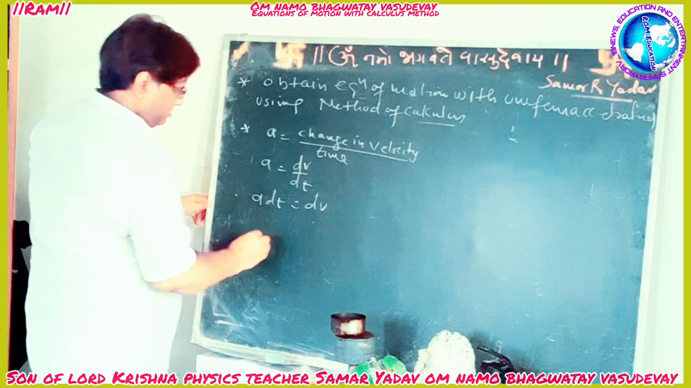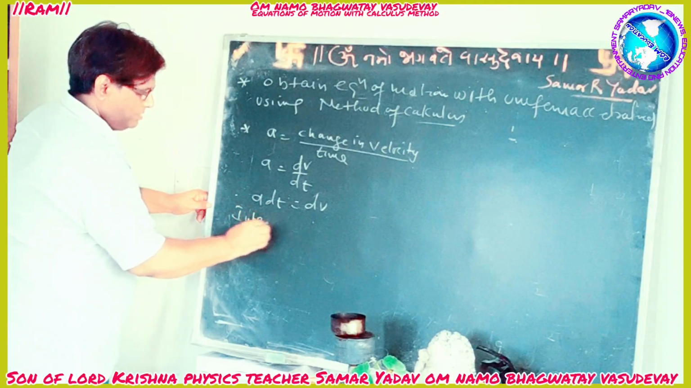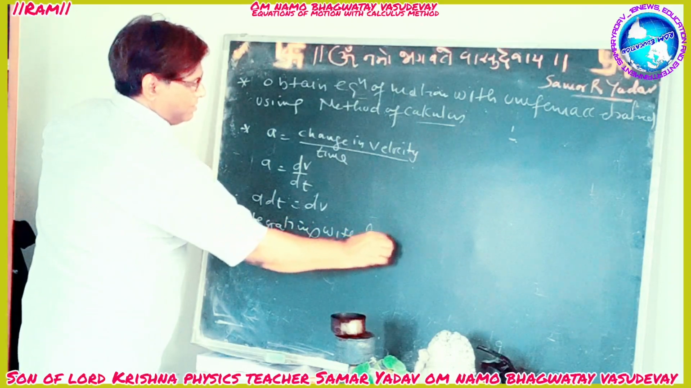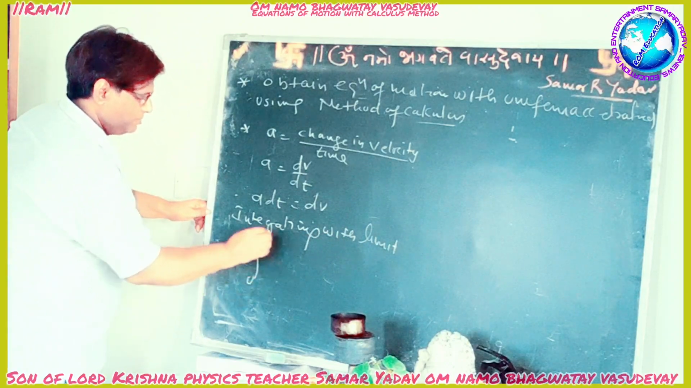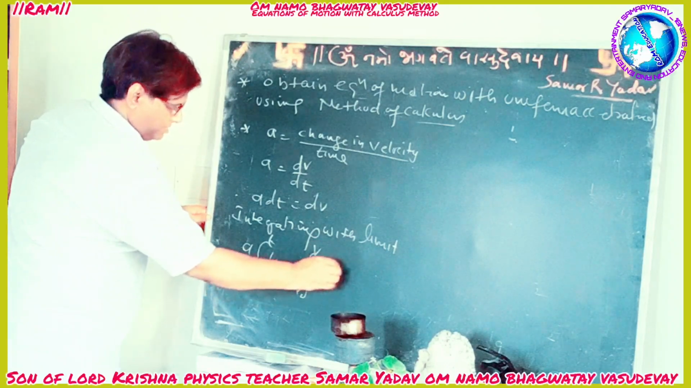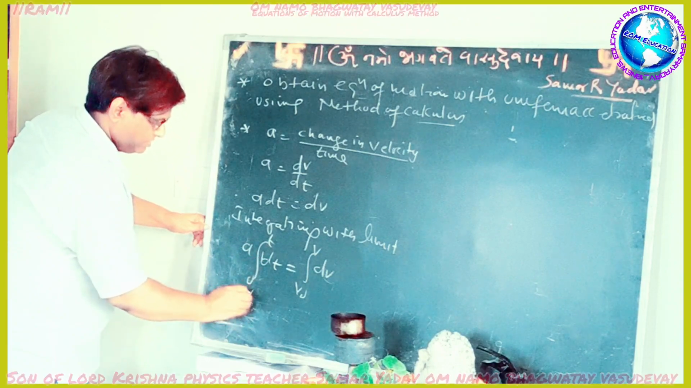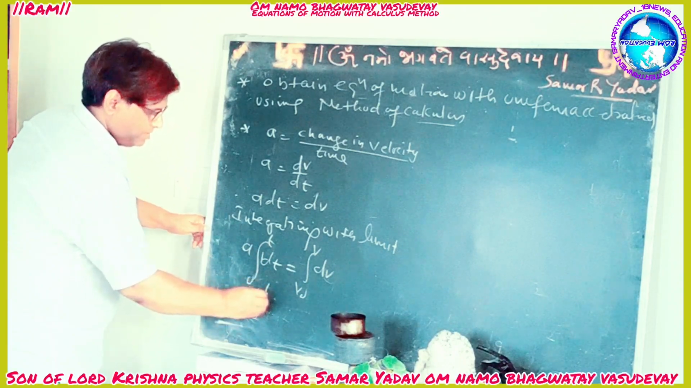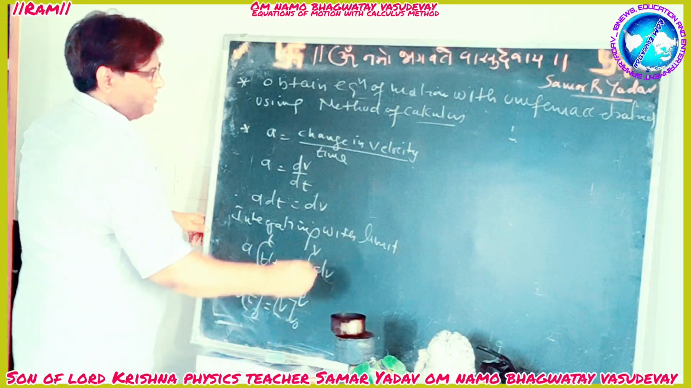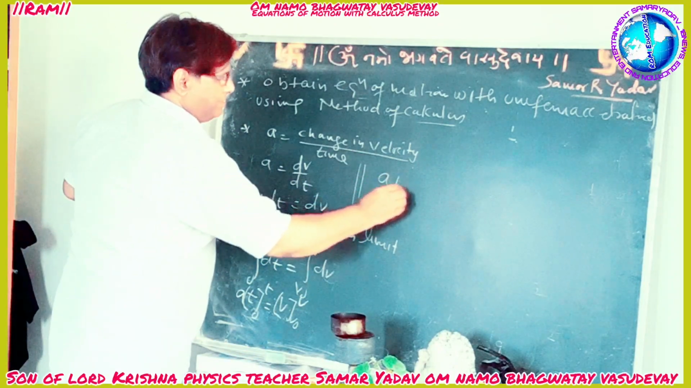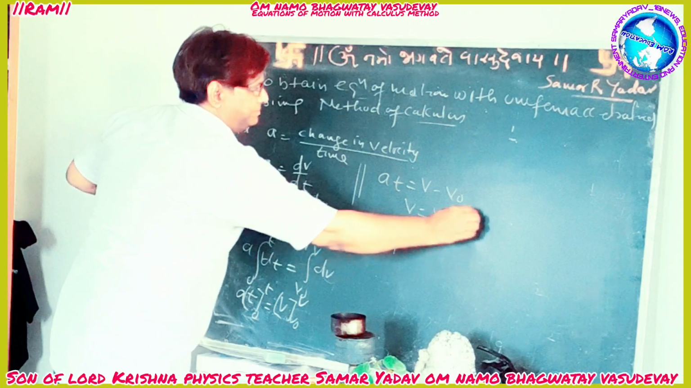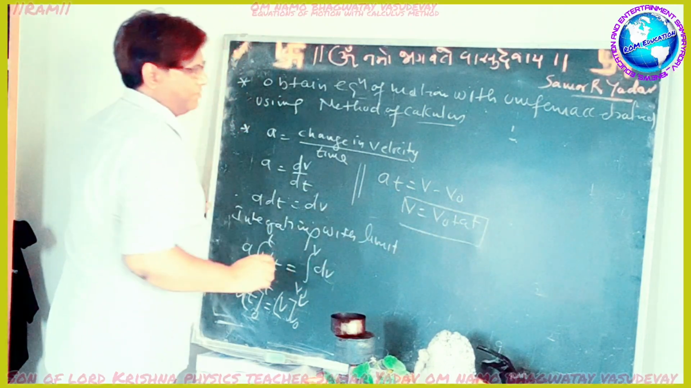Now here, integrating with limit, we will get a into integration of 0 to t of dt is equal to integration of v0 to v of dv. Therefore a, integration of 1 is t, so here t, keeping the limit 0 to t, is equal to v, limit v0 to v, and we get at is equal to v minus v0. Therefore v is equal to v0 plus at. This is the first equation.